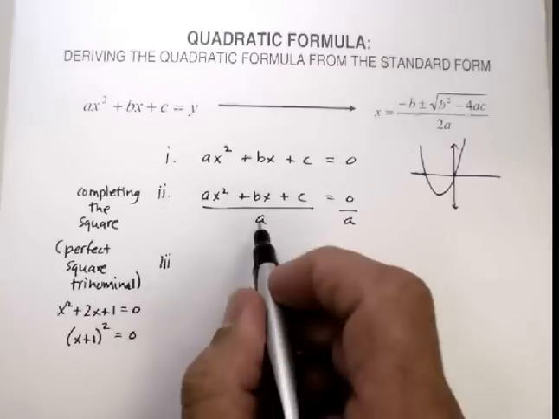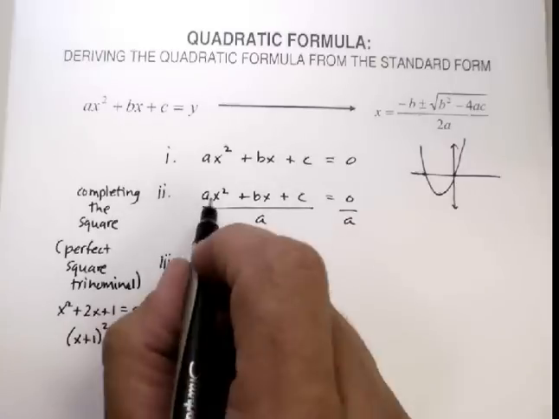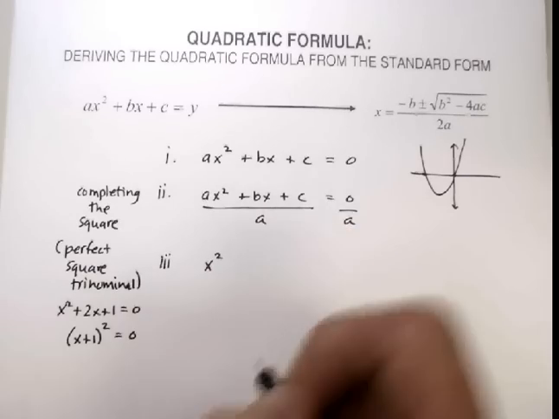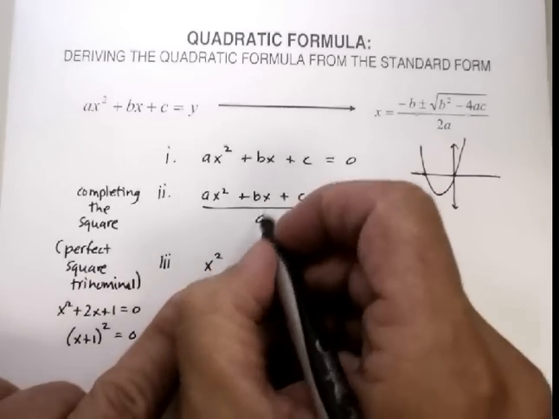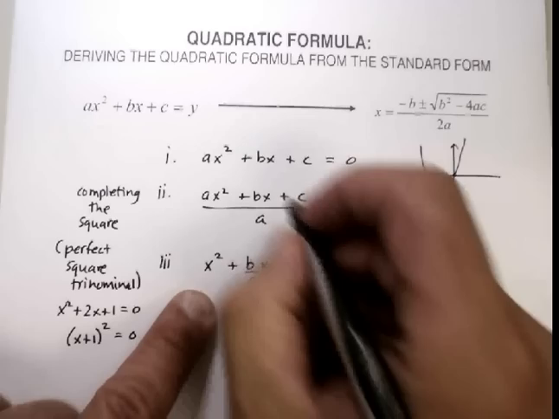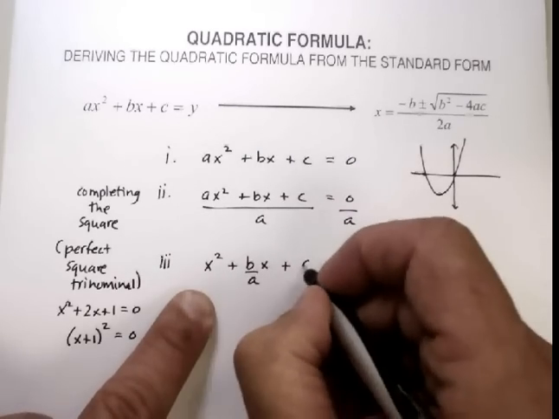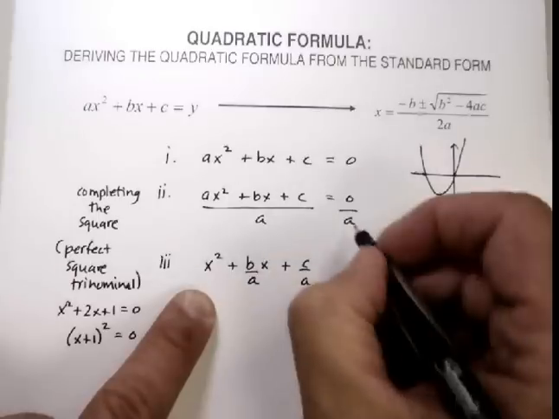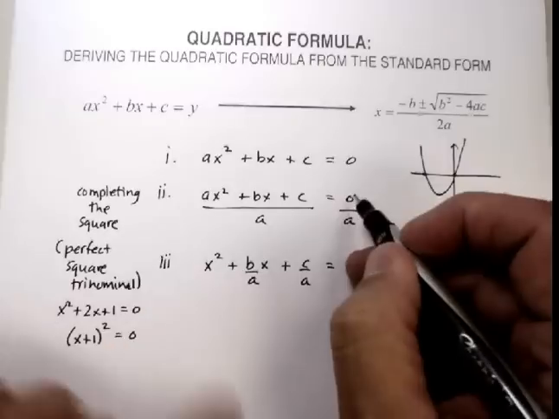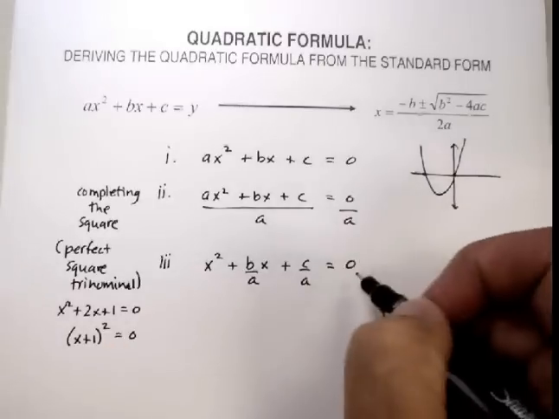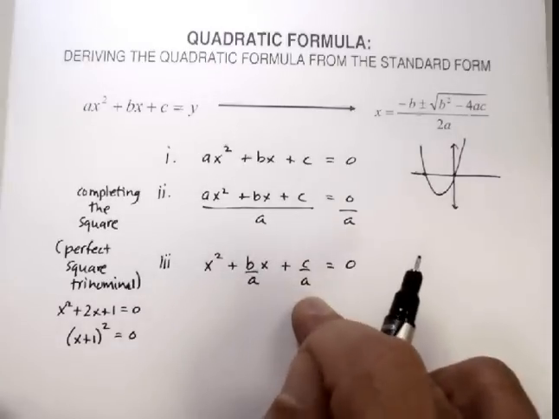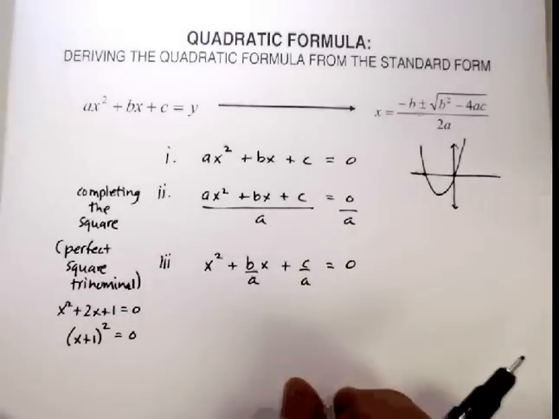Now, remember that a is the denominator for each of these terms. So ax squared divided by a, the a's cross out, and you're left with x squared. bx over a is still just bx over a, and c over a is still c over a, and 0 divided by a is still just 0, because 0 divided by any number is still going to be 0. So now we've got this.